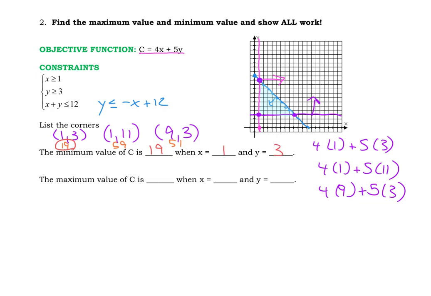That makes sense. It's the farthest down and left. The maximum is 59, and that's when x is 1 and y is 11. Now that's the top. That's the highest it is, but it's not the farthest right. So sometimes you've got to make sure you're careful and do the math right, depending on the objective function.